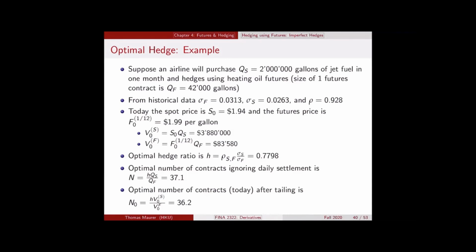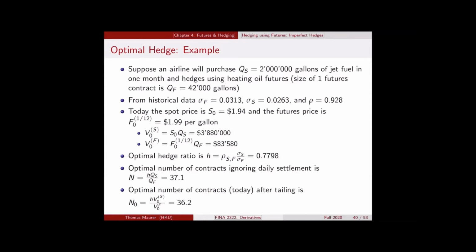Why is it a long position here? Well, because we have to purchase the gallons of oil. So we are afraid of an increase in the price of jet fuel. And since heating oil futures are positively correlated to jet fuel prices, we want to get a positive payoff in the futures if the futures price increases, so we need to take a long position.